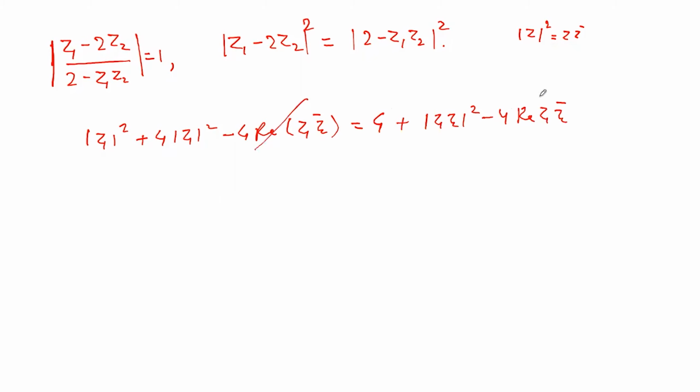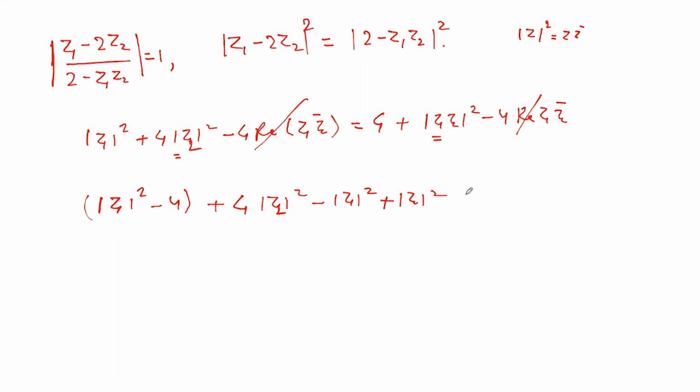We can cancel out this, right? And now this is ready for factorization. With factorization, we can see that, or we can write, mod z1 square minus 4, plus, in this case, 4 mod z1 square minus mod z1 square plus mod z2 square. This is z2, right?